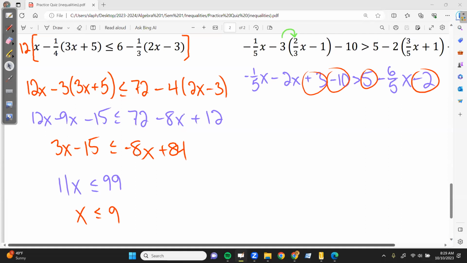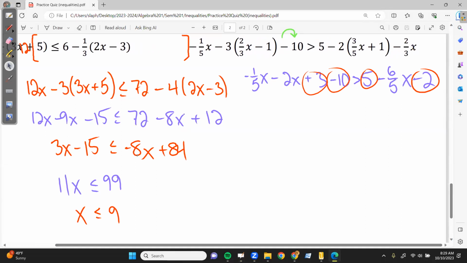Is there more? Where is he? Show yourself. Oh, there you little turkey. So there's a minus 2/3 of x. Well, he was hiding from me. He's a clever little booger.